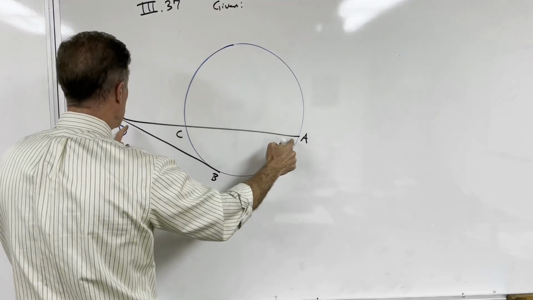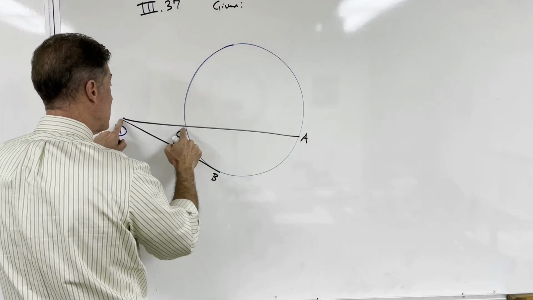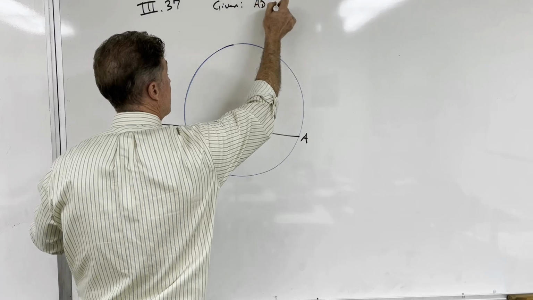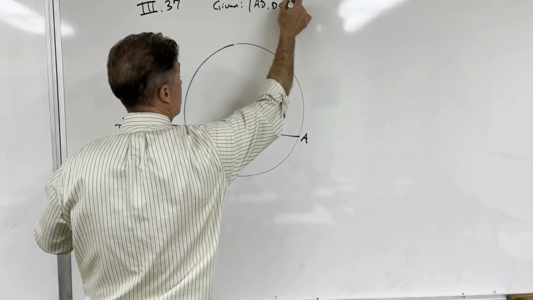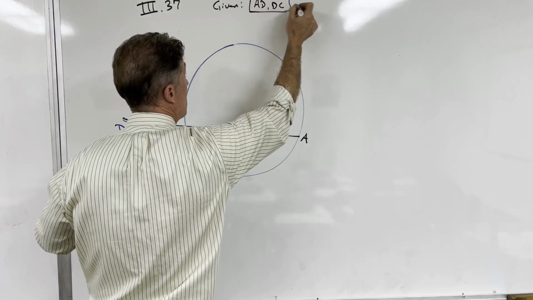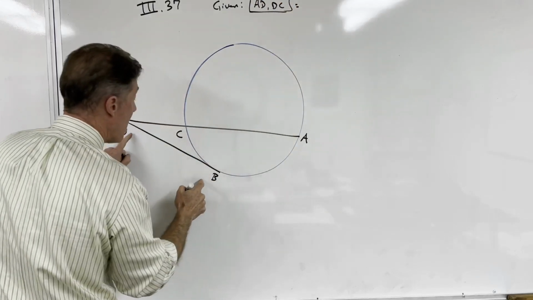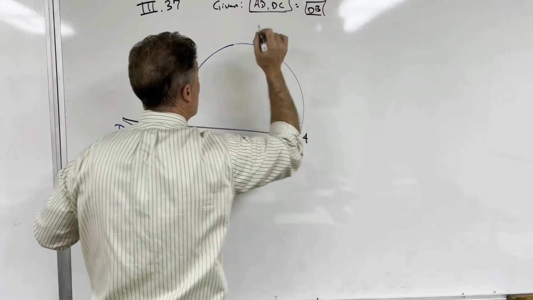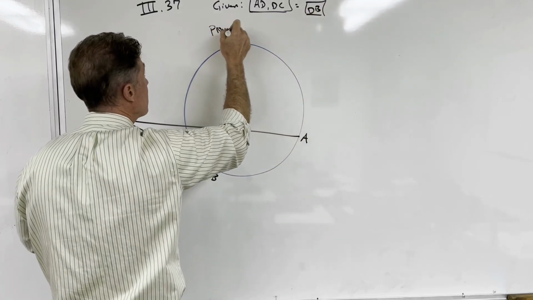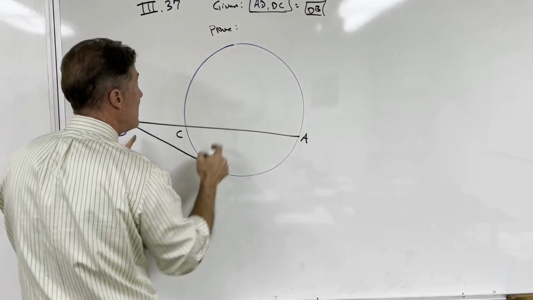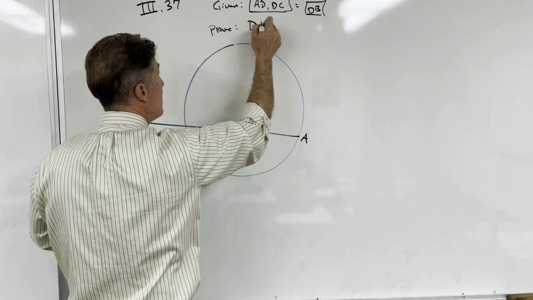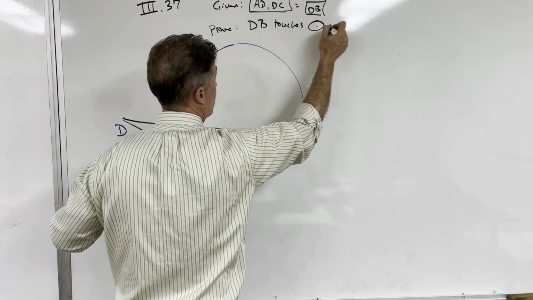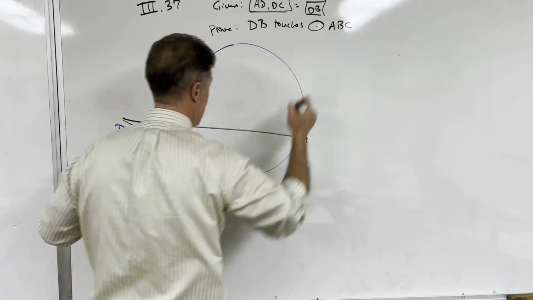And furthermore, if it's given that the rectangle contained by the whole of the straight line plus this outside piece, so if the rectangle contained by AD, DC together, if that is equal to the square on DB, then we can prove that this line that falls on the circle, DB, touches our circle ABC.